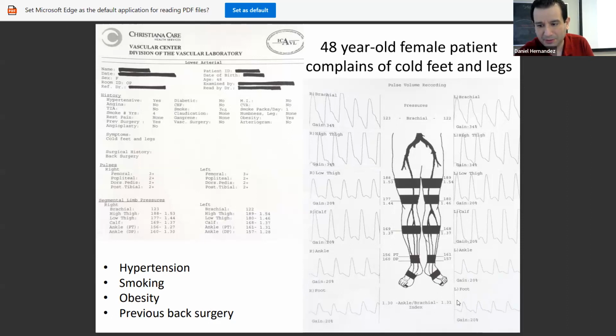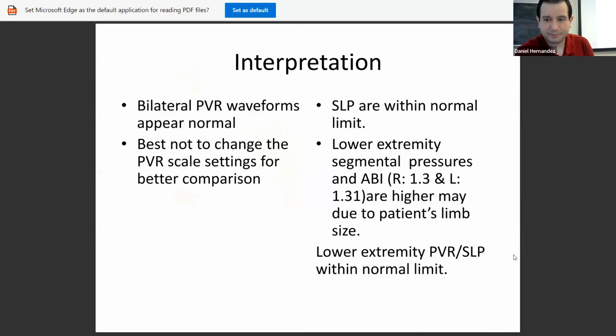Just looking at the ankle pressures, they're kind of high. As we move up the legs, the pressures go up. But looking at the waveforms, they all look healthy, normal looking. So this could be a byproduct of her being obese and having a large limb size that we're getting these high pressures, because all the waveforms are telling us that everything looks normal in terms of blood flow. Those higher ABIs might be a result of the patient's limb size.